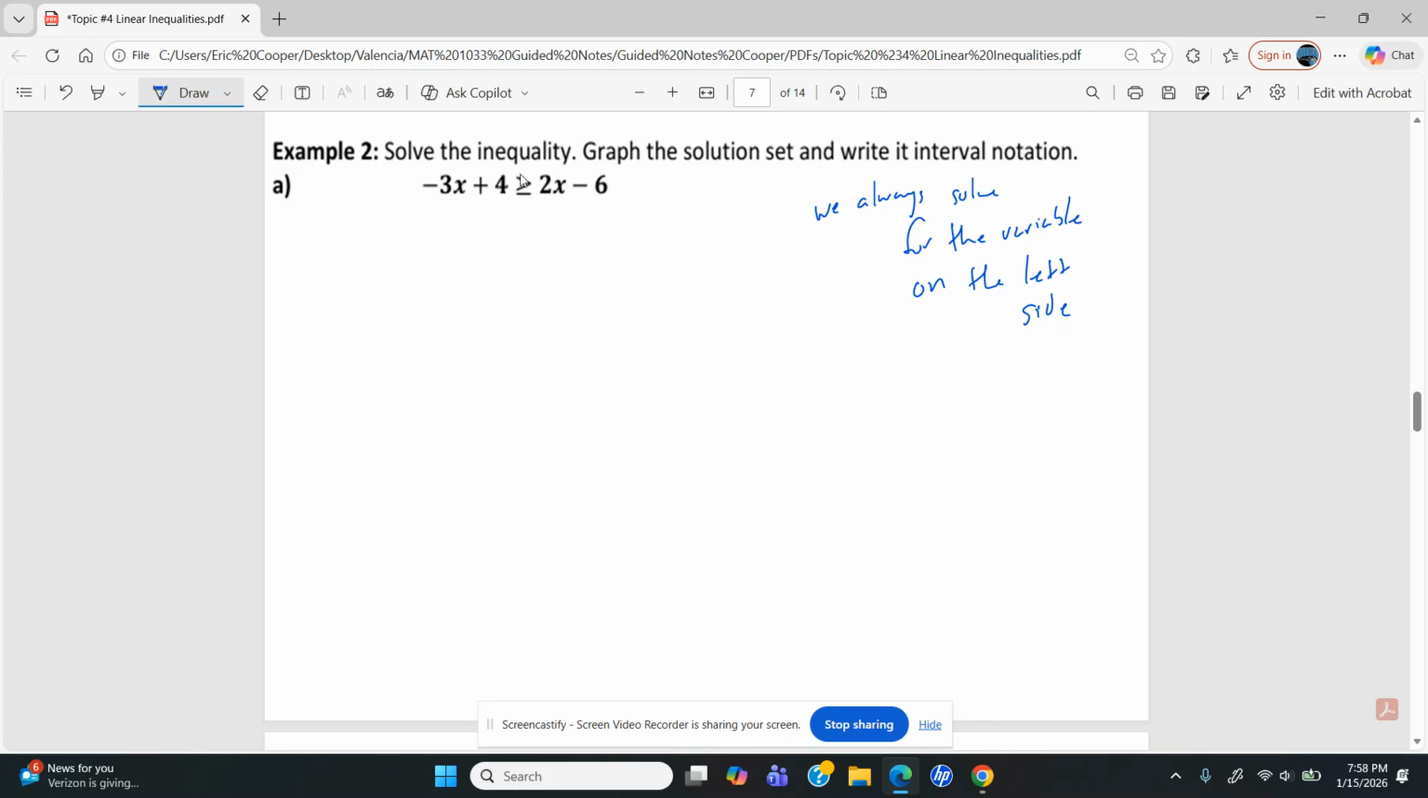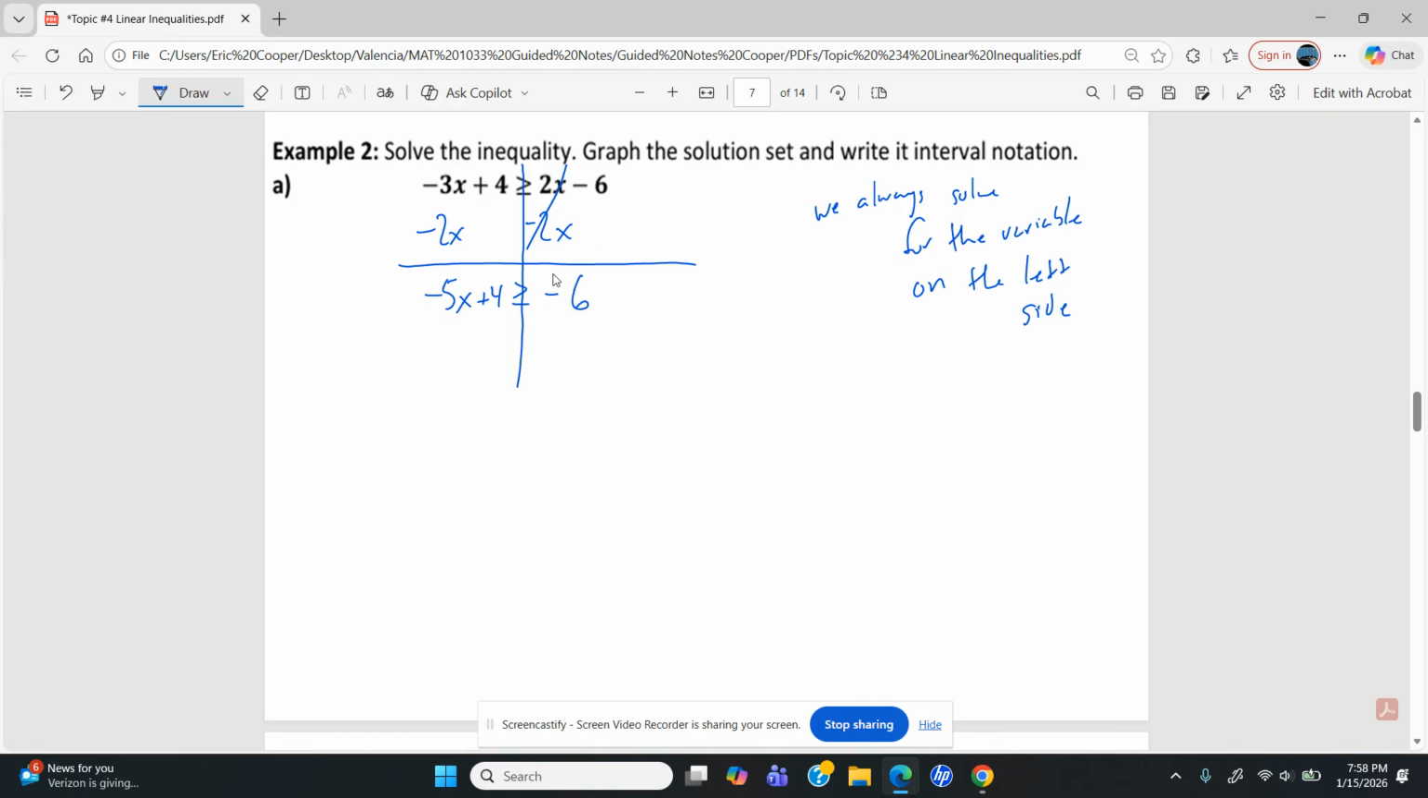So in order to do this here, we're going to have to move the 2x to the other side. This is a positive 2x, so I need to subtract 2x from the other side. Here they cancel. Negative 3x minus 2x is negative 5x. We'll drop down the positive 4, and then we'll drop down the negative 6. Again, very similar to how we solved equations. Our goal is to get x by itself. I have the negative 5x here.